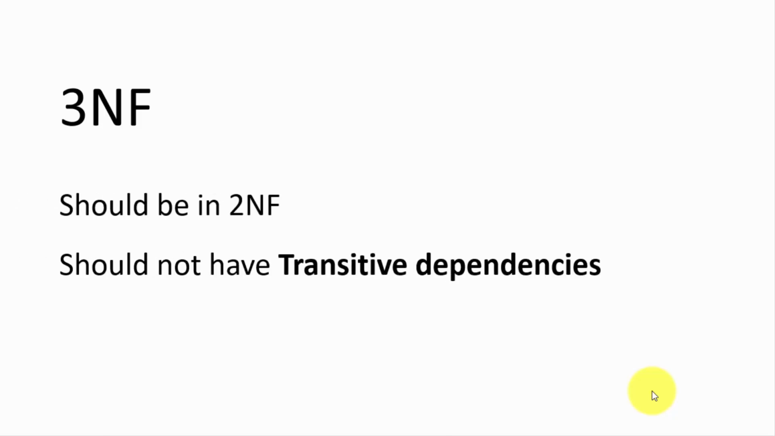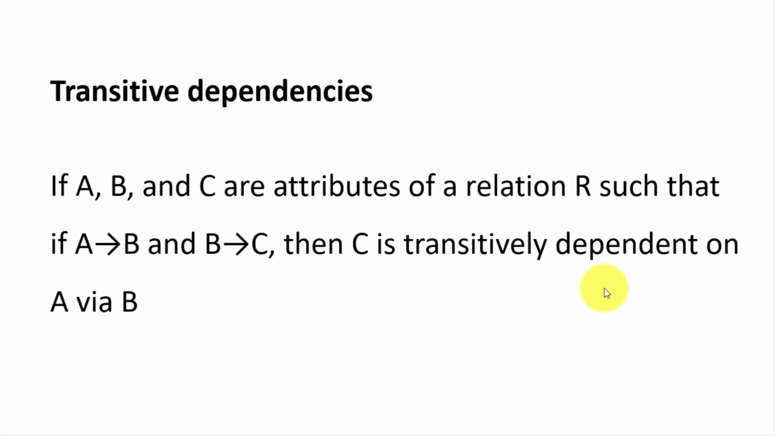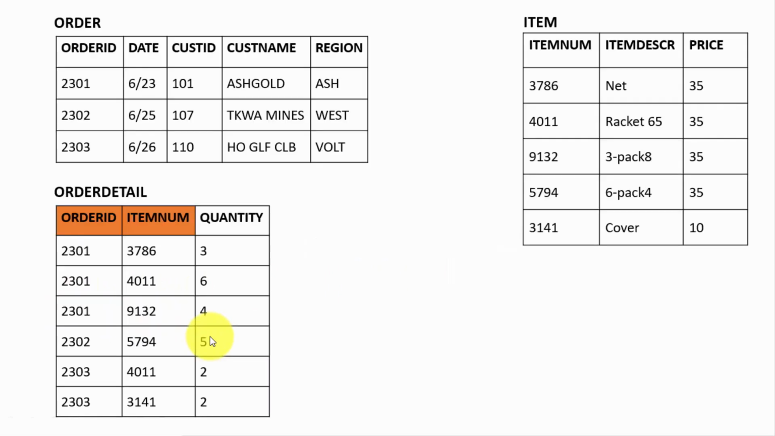Moving on to the third normal form. A table must fulfill these two rules to be in third normal form. First, it should be in second normal form, and then it should not have transitive dependency. What is transitive dependency? If A, B, and C are attributes of a relation R, such that B depends on A and C depends on B, then C is transitively dependent on A via B. Let's look at the table.